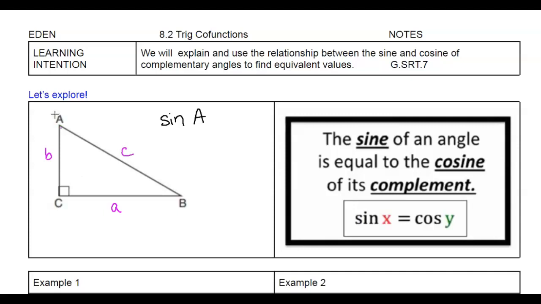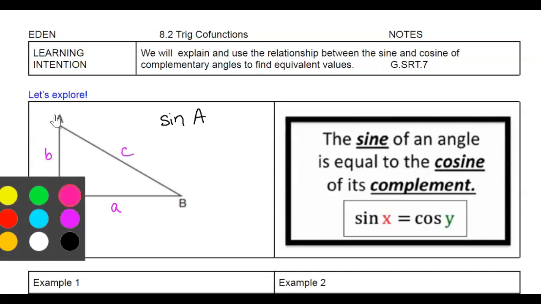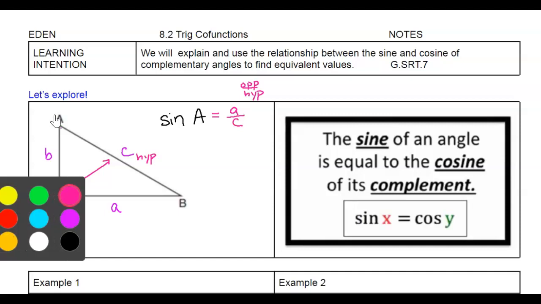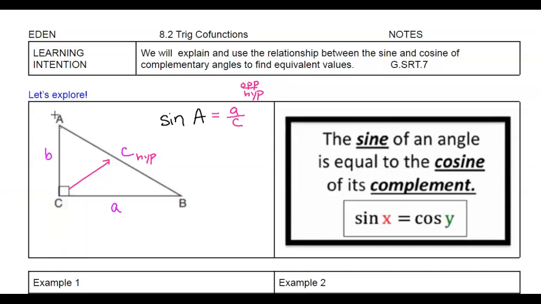If we set up the trig ratio for the sine of A, remember, sine is opposite over hypotenuse. The opposite of A is little a. And the hypotenuse is always across from the right angle. That never changes, so I can go ahead and label that. So we got c, and that would be our ratio.